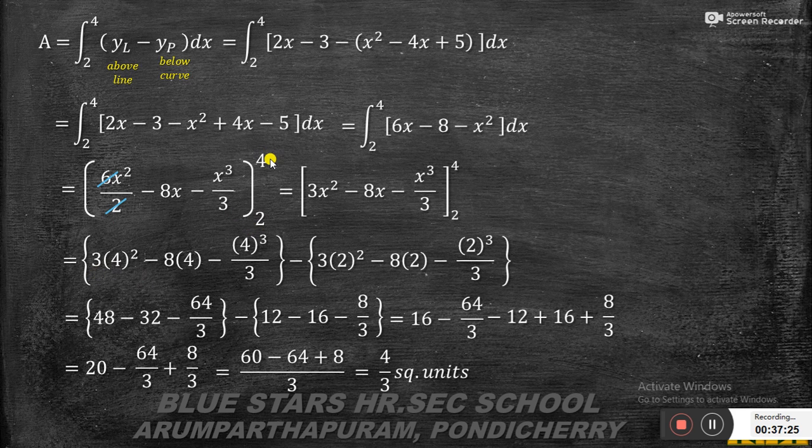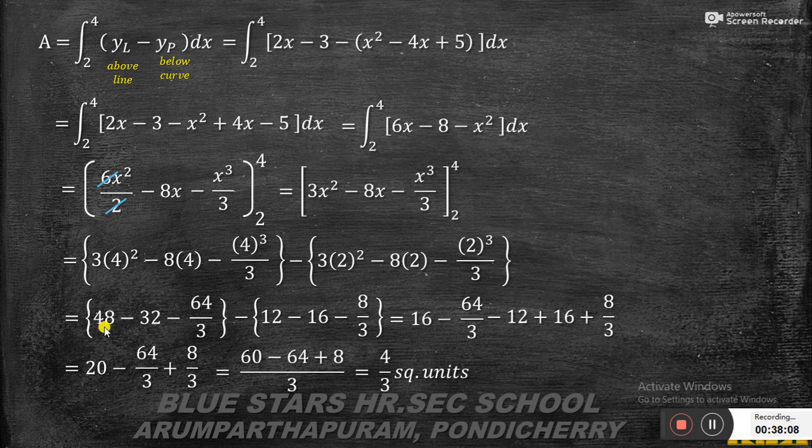Next we apply x equals 4: the 2 cancels into 6, so 3 times 4 squared minus 8 times 4 minus 4 cubed by 3, minus the lower limit: 3 times 2 squared minus 8 times 2 minus 2 cubed by 3. So 4 fours are 16, 16 times 3 is 48, minus 32, minus 64 by 3, minus 4 times 3 is 12, minus 16, minus 8 by 3.